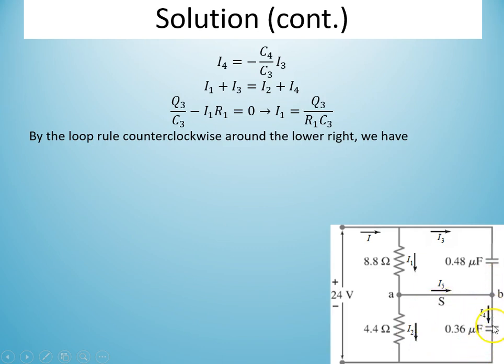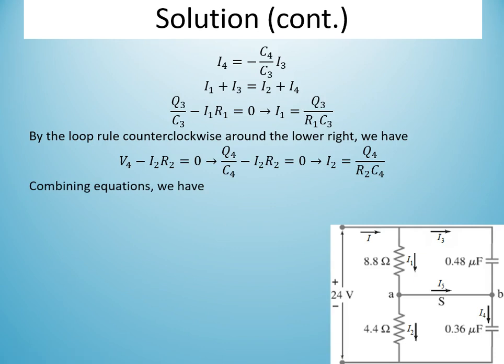We're going to go counterclockwise, starting from the positive terminal right here. Actually, really from the negative terminal, but we have a voltage gain, this V4, so to speak, which again is just Q4 over C4, minus I2R2. So that's what we have right here. That allows us to solve for the current right here. It's equal to whatever this charge is divided by R2C4.